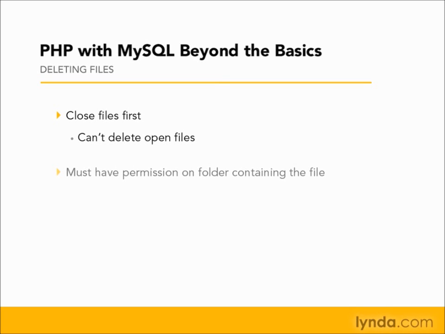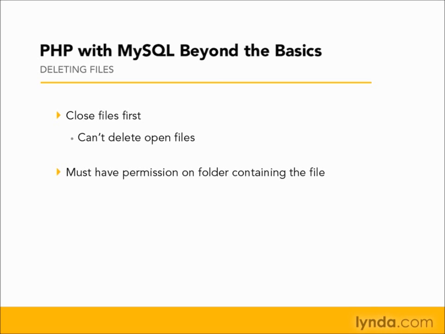Second, we must make sure that we have write permission on the directory or the folder that contains the file. In the same way we had to make sure that that directory was writable before we could create the file, we also have to make sure that it's writable before we can delete the file. Now in our case, that's already going to be true, but I wanted to mention it because it can be a little counterintuitive. You may think, oh, well, I have write permissions on the file itself, I ought to be able to delete it, but it's actually the directory that contains it that makes a difference as well. So just keep that in mind.